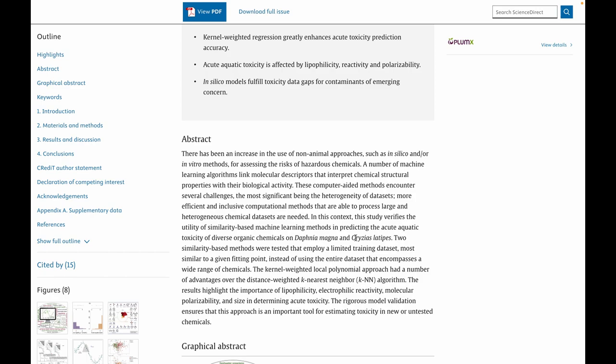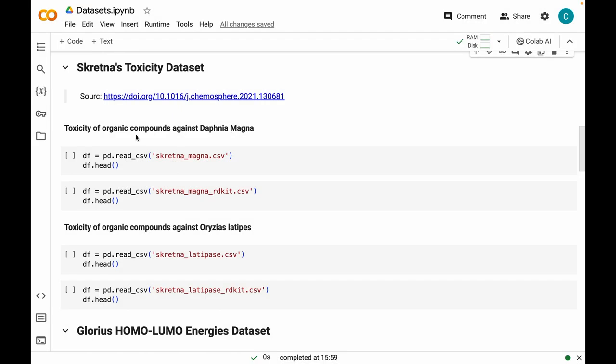So basically these toxicities are determined in EC50 values or LC50 values. EC50 stands for effective concentration and LC50 stands for lethal concentration. So let's go back to the notebook and see what's in the data set. The data set for the toxicity of organic compounds against Daphnia magna is stored in the daphnia_magna CSV file. So let's go ahead, load this and have a look at the first five data points.